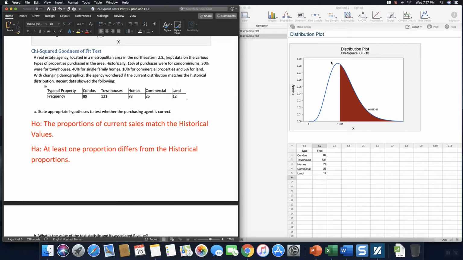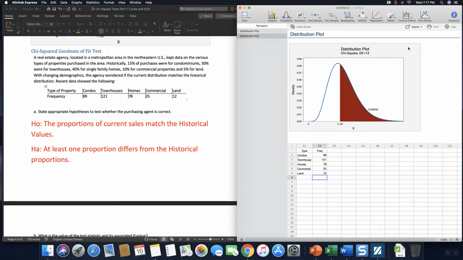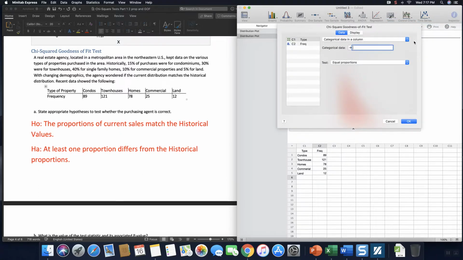Anyway, let's Minitab this. So let me click over here. Everything they do with chi-square in Minitab is in the Tables button. You'll see the first option here is, do you want to do a chi-square goodness of fit? Yeah, I do.